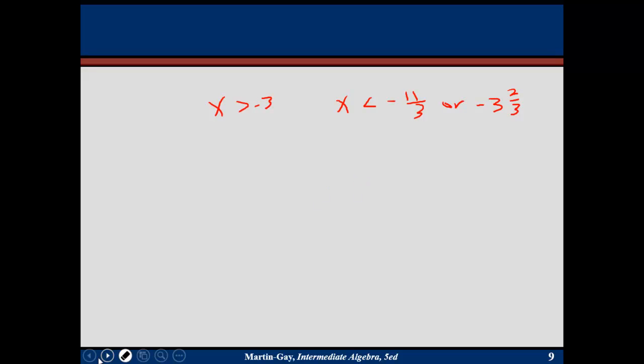Let's redo that graph. Okay, so 0, we'll say negative 3 there, and then negative 4 out here. So we'll say negative 3 and 2/3, or negative 11 thirds is right here. All right, so we're greater than negative 3. Parentheses, greater than would be to the right from negative 3, there. Or we're less than negative 3 and 2/3, less than negative 11 thirds, parentheses here, to the left to make less than.